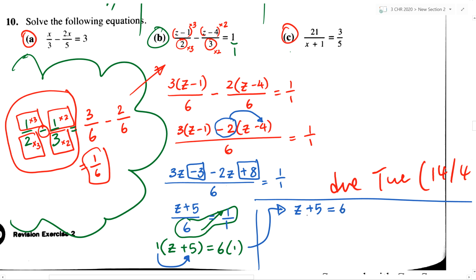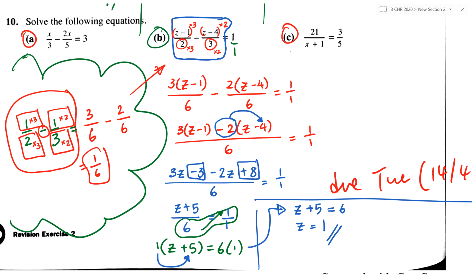So apparently z plus 5 is 6. Something plus 5 is 6. Z must be 6 minus 5, which is 1. And that is the answer for part B. We have found the value of z, which is 1, such that when we substitute it back into the equation, the right hand side will also be equal to 1.